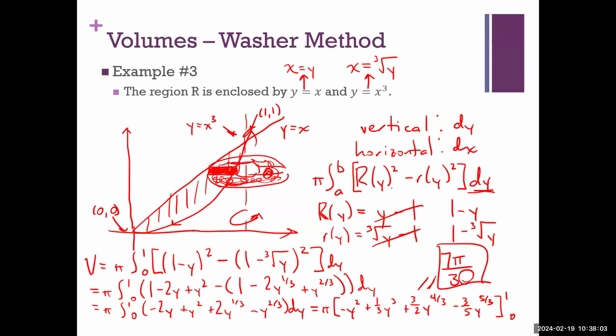I think all told I got 7 pi over 30. How are we doing? Shall we move on?